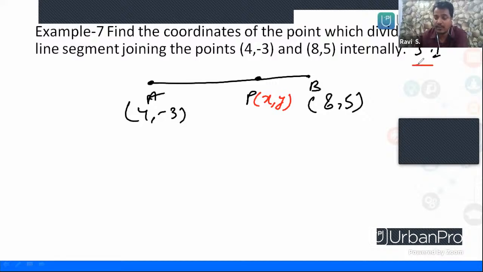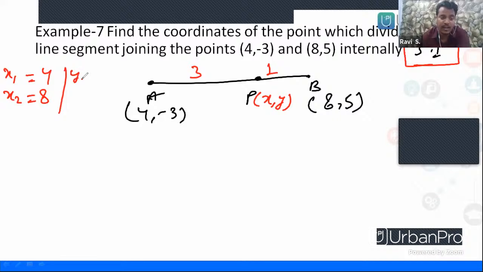Now what is the ratio, guys? Here the ratio is 3:1, so I'll write 3 here and 1 here. Now write the values: x1, x2. What is x1? Here it is 4, and x2 is 8. Again y1, y2, in this way: y1 is -3 and y2 is 5. Now what is the ratio here, m and n? Write it down. m is 3 here, and n is 1.